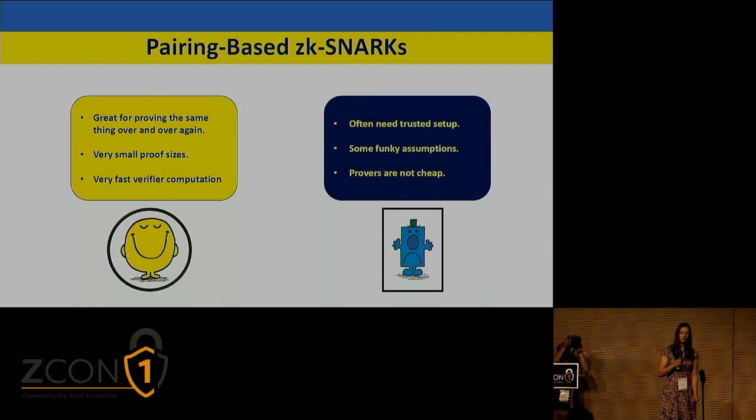So why are they good? They have very, very small proof sizes, constant sized. Likewise, they have very, very fast verifier computation, also constant. A slight caveat there is that the size of the group that you're constructing these proofs in has to be big enough to contain your circuit. But other than that, the downside is that we often have to use a trusted setup. There are some funky assumptions. They're not broken in any way, but they're certainly less reassuring from a cryptographer's perspective than something like discrete log. And the provers are a bit expensive as well.